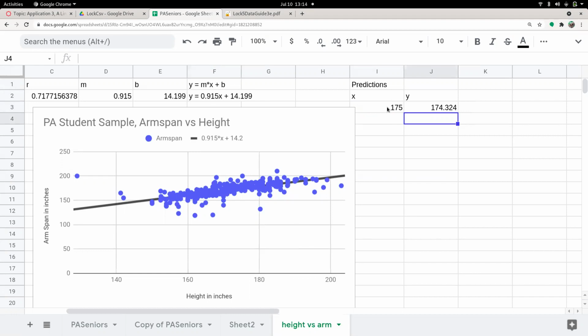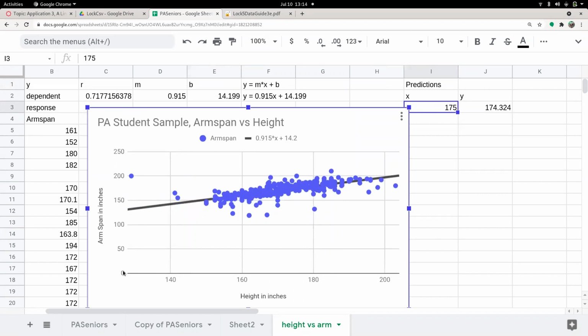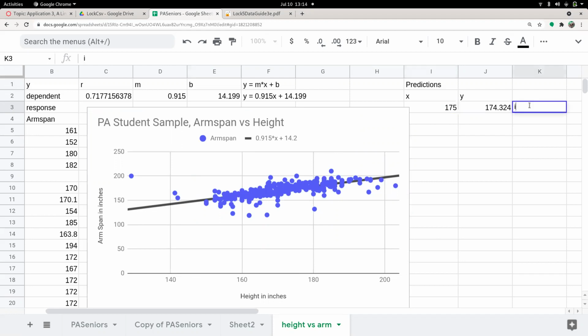So this equation predicts that if we find a high school senior that is 175 centimeters tall, then they should have an arm span of about 174 centimeters. This right here, because my 175 is within the given data set, right? My data set ranges from about 130 to 200-ish. That number's in that range. This is what's called an interpolation. Is this a reasonable interpolation? Well, I have a pretty strong correlation here. And so based on the strong correlation and I'm doing an interpolation, I would say this is a reasonable prediction, okay? And you're going to write something like that up in a sentence.